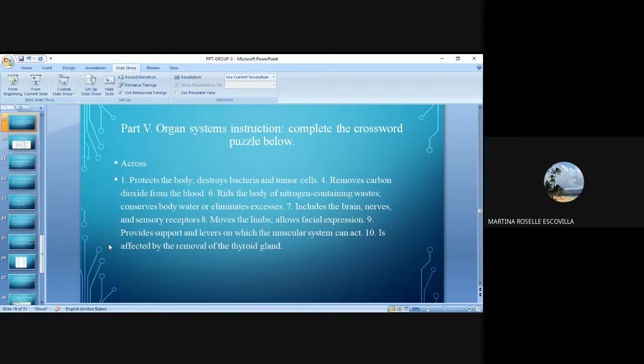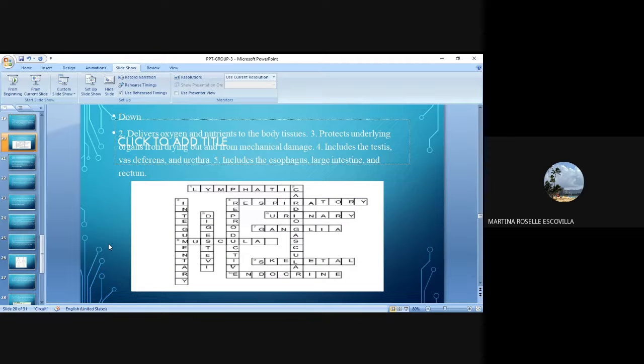Number 8. It moves the limbs and allows facial expressions. So the answer of the number 8 is muscular. They control your heartbeat and breathing, help digestion.